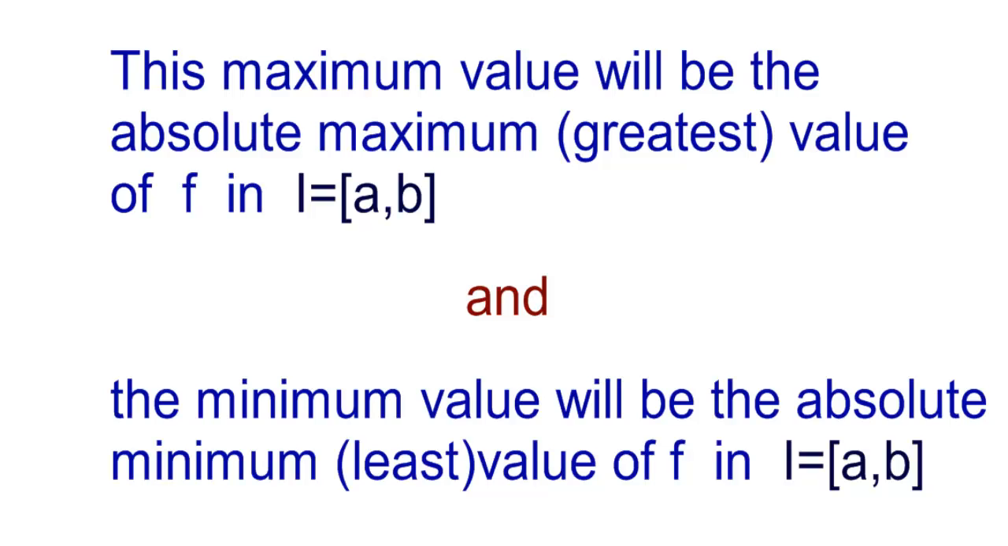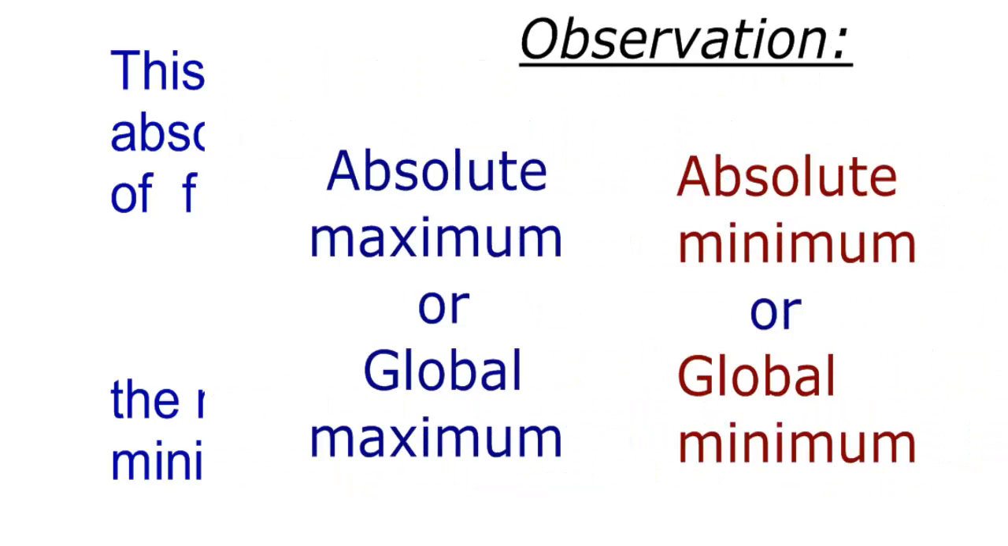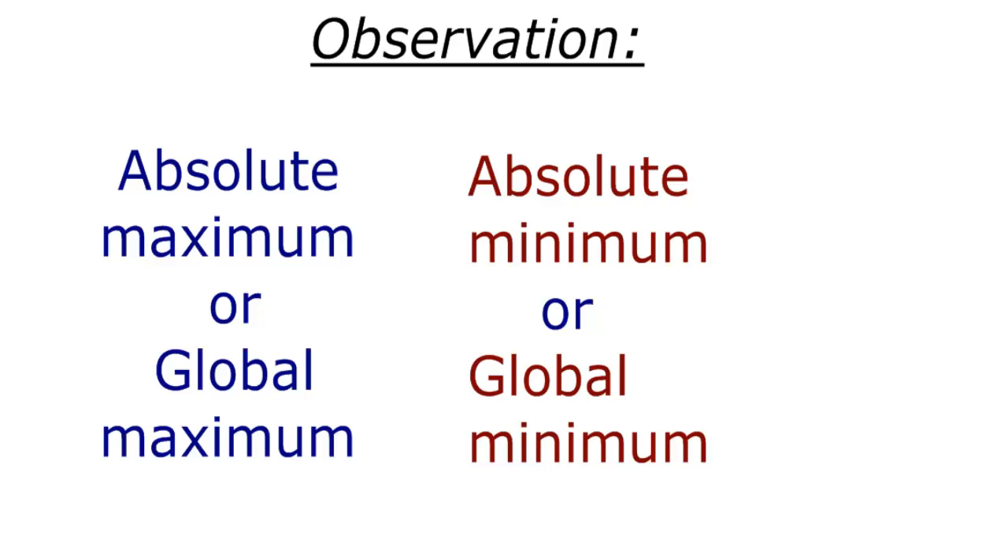Now, one observation before we wrap up the lecture. Absolute maximum is also called global maximum. Similarly, the term absolute minimum is also called the global minimum in the given interval.